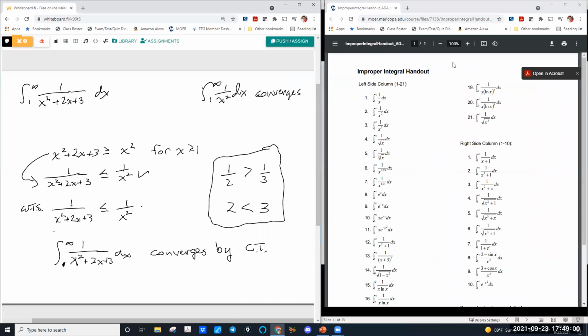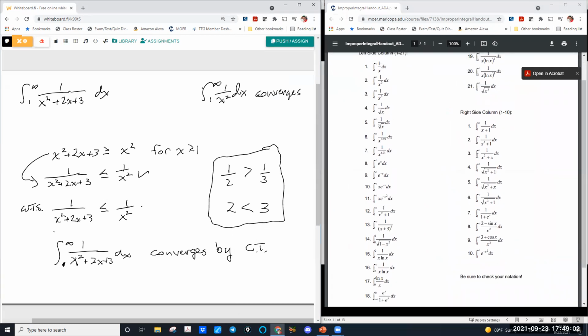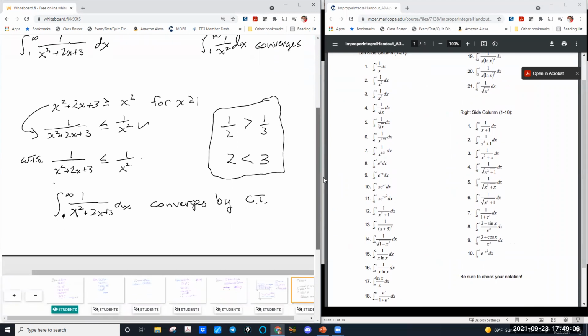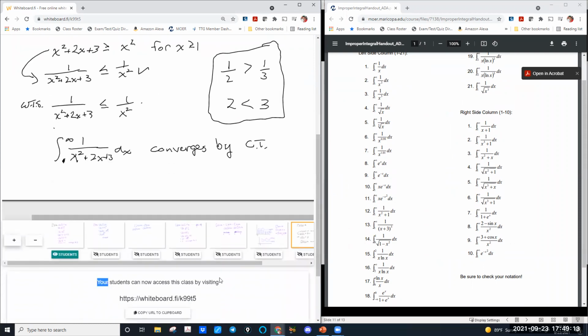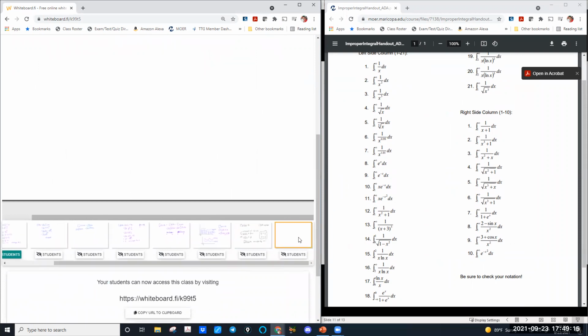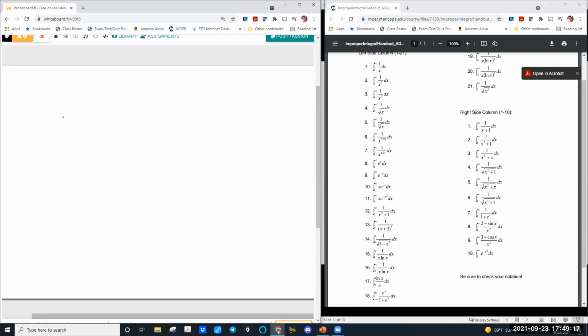Actually, before we do the worksheet, is there one I want to do? No. Okay. So I've got one that I'm going to do before we do the worksheet. I'm going to make up one because I want you to see a divergent one, and then we'll do one more convergent, and then we'll see what kind of time we have left.